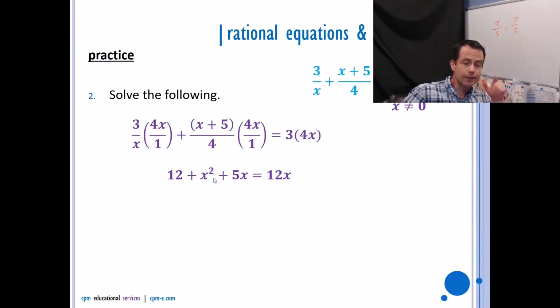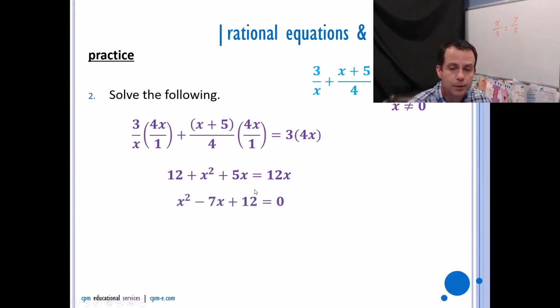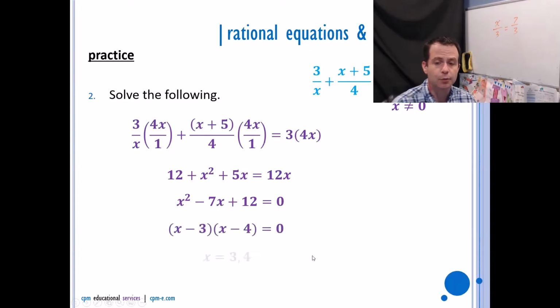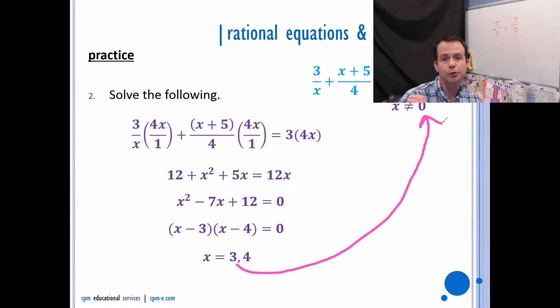So that'll give me negative 7x on the left side, x squared minus 7x plus 12. I just wrote that in the proper order as well. I just brought the 12 over to the end of the chain. Now I'm looking for 2 numbers that multiply together to give me 12 and add together to give me negative 7. Those would be negative 3 and negative 4. And so x equals 3 and 4. So 2 possible solutions, but then I need to check them against my NPVs and make sure they're not an NPV. Neither of them are, so both of them are valid solutions.